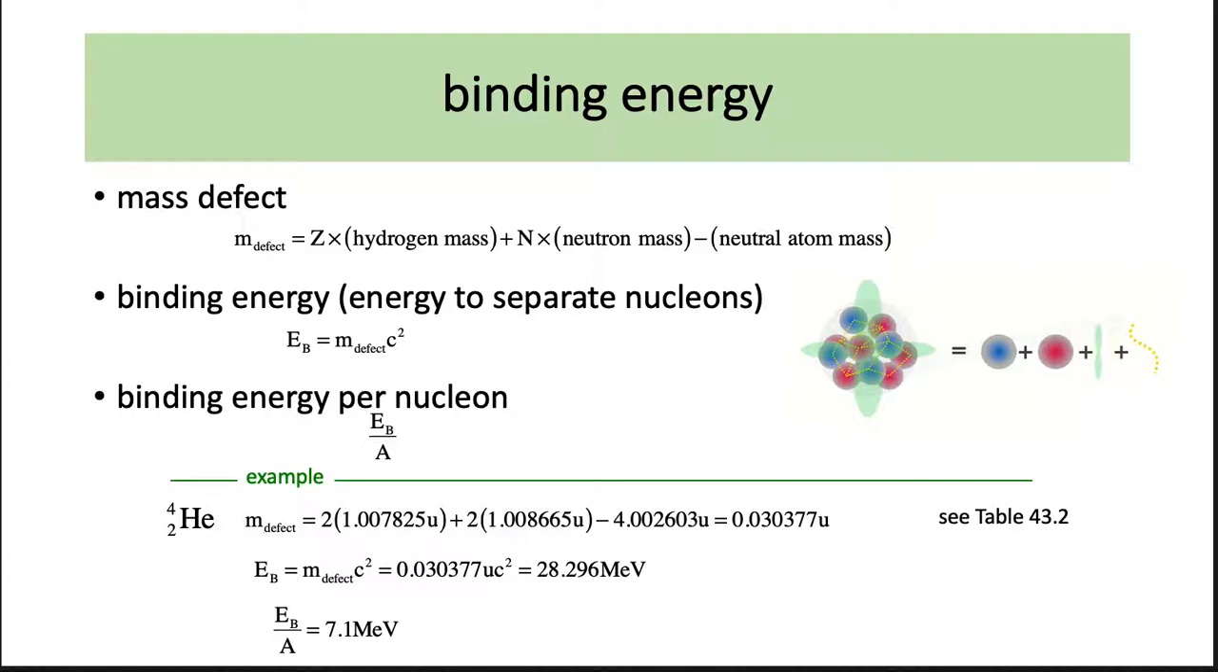And we can calculate this for lots of different nuclei. We could calculate it for gold, for uranium, for carbon, for iron, and see which ones have a bigger binding energy and which have a smaller binding energy. And that's going to tell us something about how stable the nucleons are when they live in the different atoms.